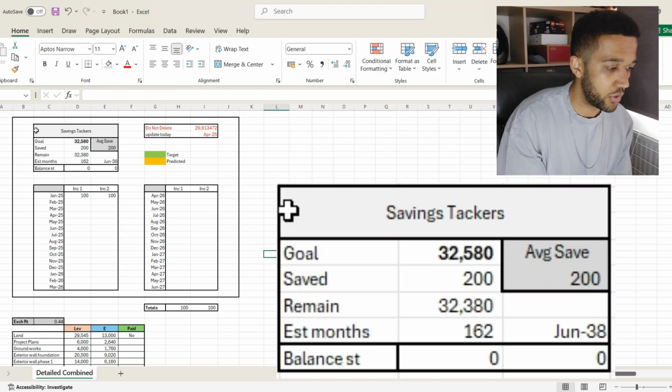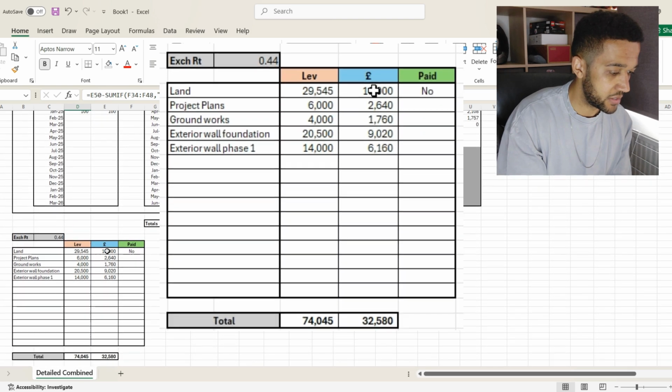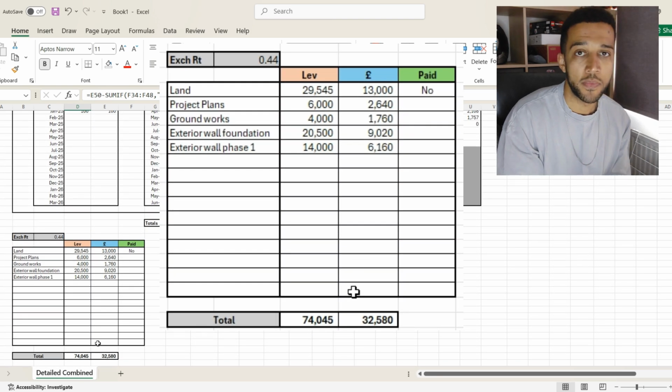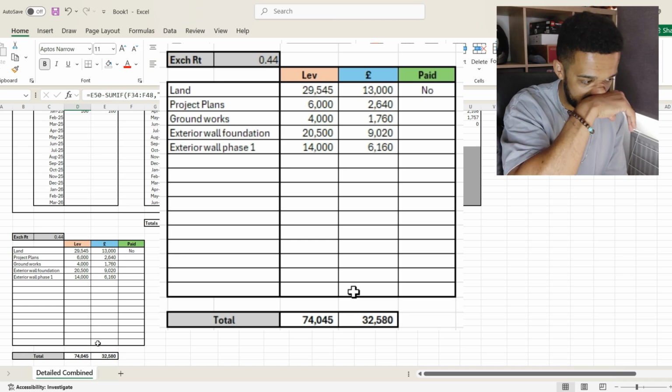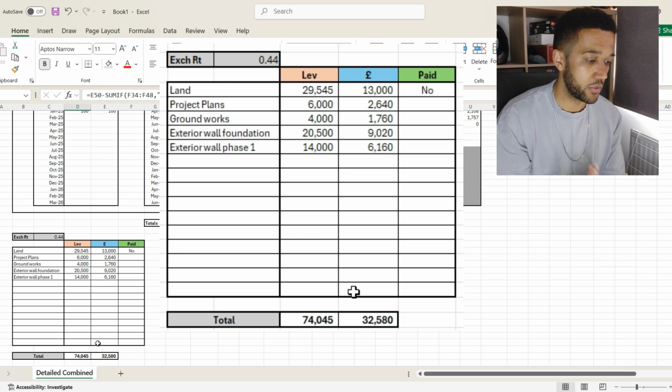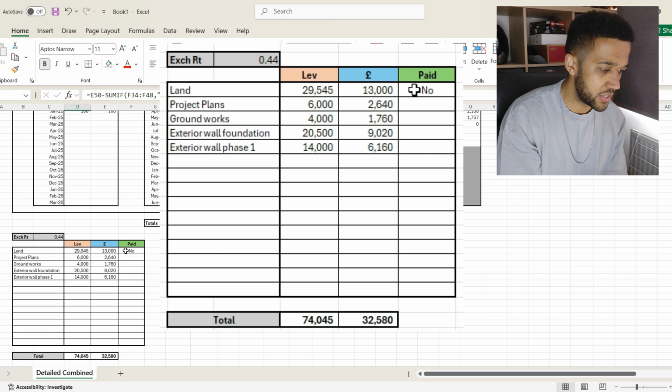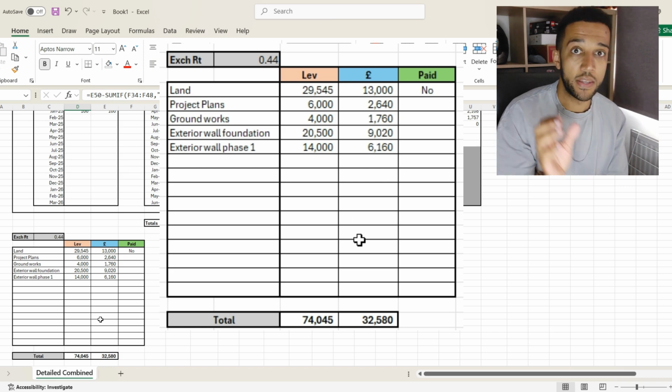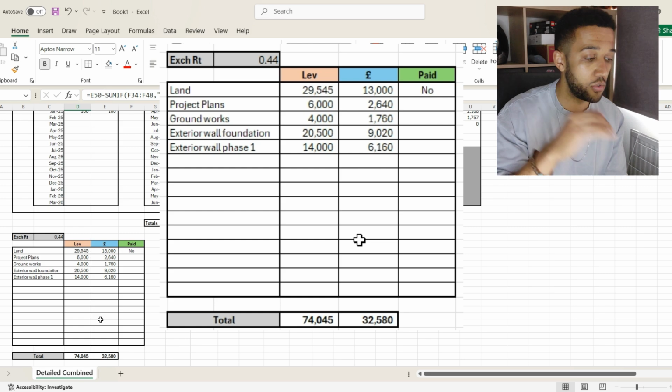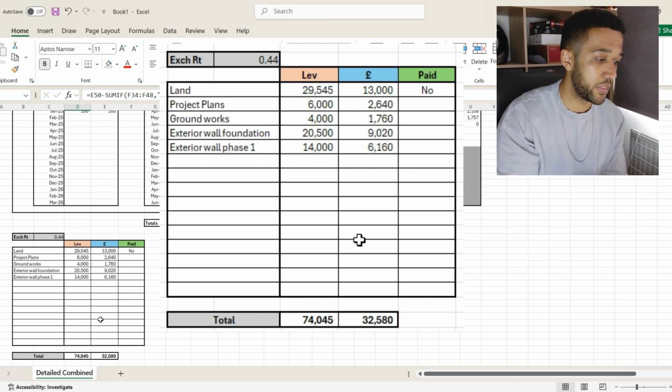So up here, you've got your savings tracker and a goal. Now the goal here is a link down to everything that's in this cost box at the bottom. So this is basically the first elements of the project build that I've put in there. As you can see here, it's got a yes, no for paid, and I'll explain that shortly. But effectively, once you've built out your entire project, and if more points do crop up and you need to put them in, you can add them in.